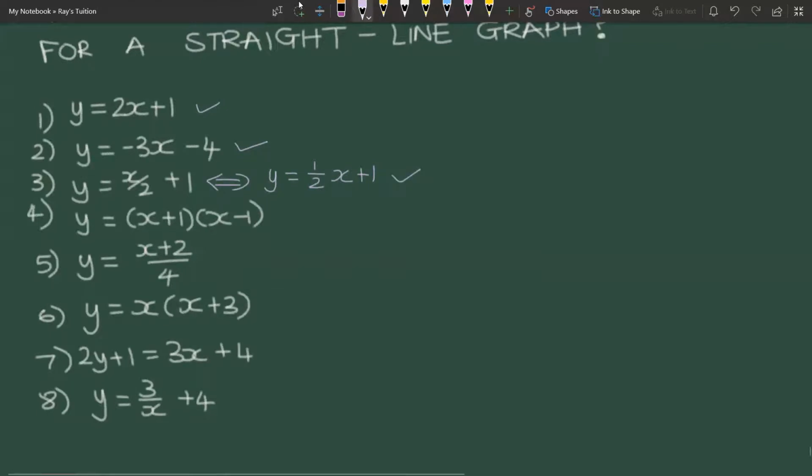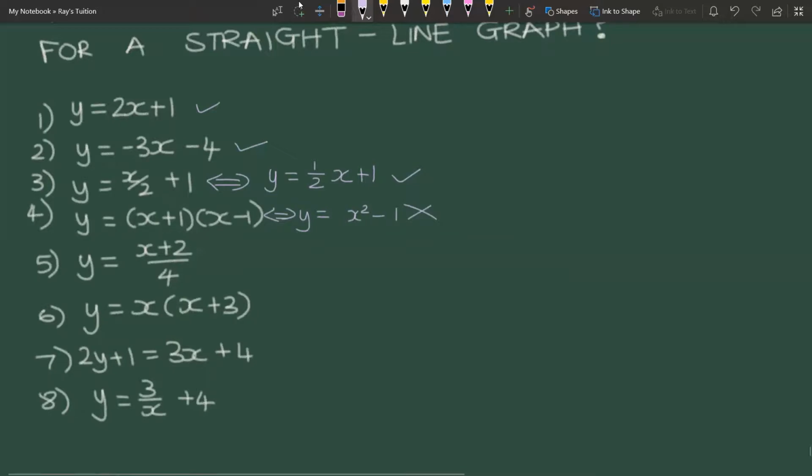This one here, we've got single x's, but can you see that there is a product? This is the difference of two squares. So if we multiply it out, what are we going to get? y is equal to x squared minus 1. Now, because of the x squared, you can see that it is no longer a linear function. It is not a linear function of x. So no, this is not an example of a straight line equation.